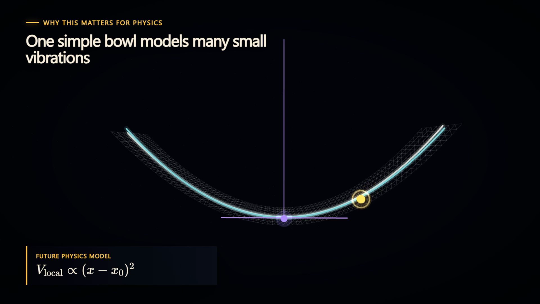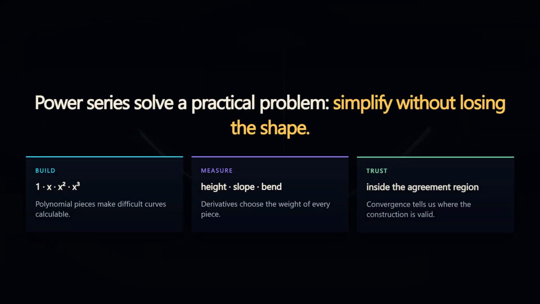Power series give us 3 tools: polynomial pieces, derivative-chosen Taylor weights, and an agreement region. Together, they replace difficult functions with finite approximations, preparing us for waves and quantum mechanics. That is what the method solves and why it matters.